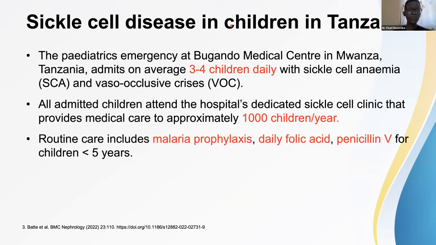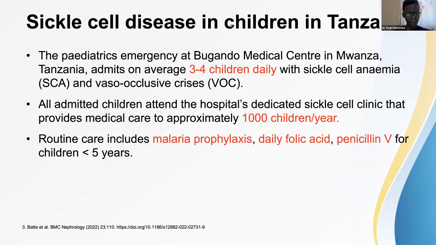The routine care that we give to the children is malaria prophylaxis. We put them on anti-malarials because we're in the Mwanza area, along with Uganda and Kenya, an endemic area for malaria. And we give them folic acid daily. We also give them penicillin V for infections for children less than 5 years old.